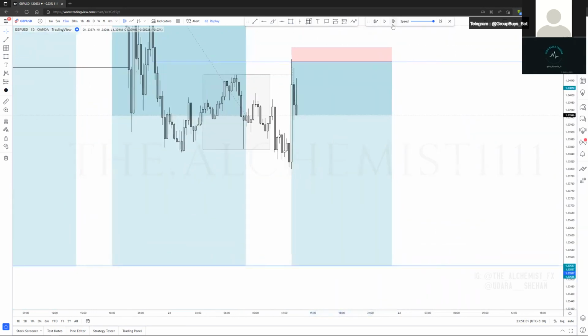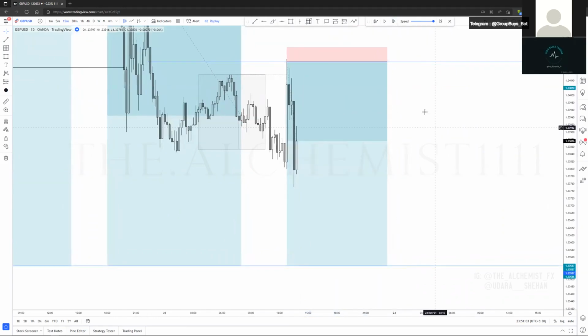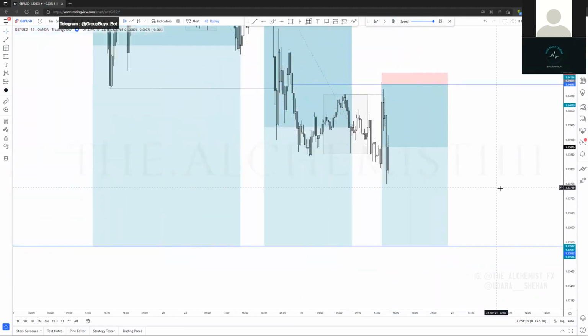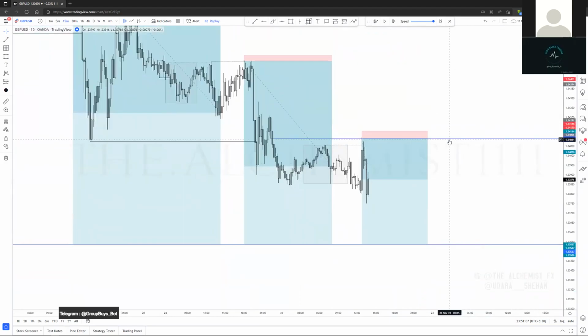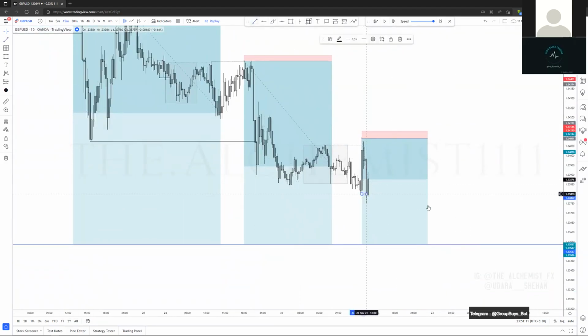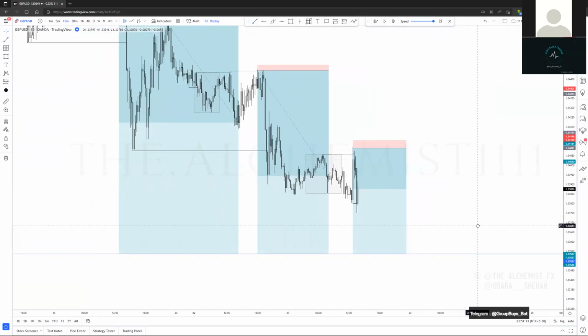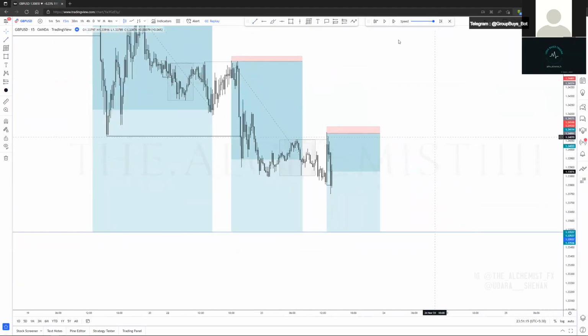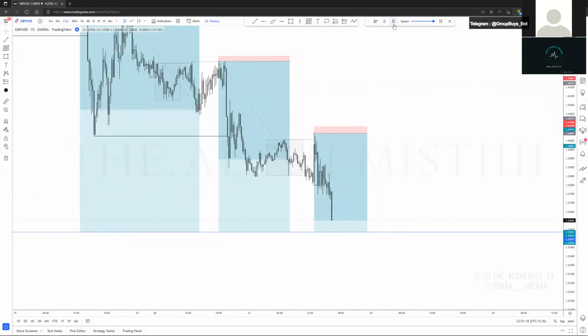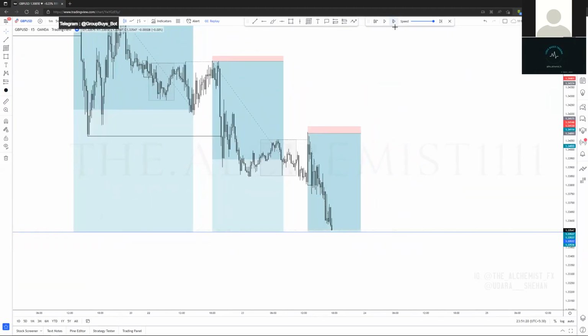Okay, and then they give a little reaction, not even a reaction. Straight through it. Now you could have taken your partials from here, intraday partials, because always make sure you pay yourself. That's the main thing. You pay yourself and then you leave the runner. Yes. Like this. And done.